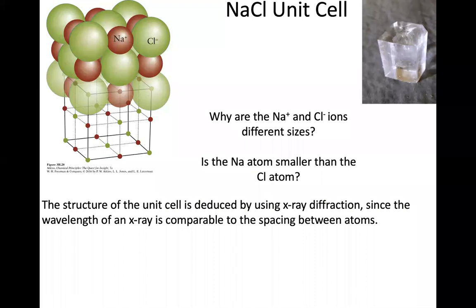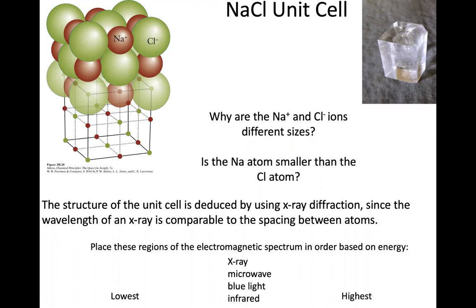Really cool idea. Back in chapter 6, we were looking at how we could have the description of light having characteristics of either a particle or a wave. And when we were thinking about it as a wave, we were thinking about the electromagnetic spectrum, the different regions of that in terms of wavelength and frequency. Take a second, see if you can do this. Place these regions of the electromagnetic spectrum in order based on energy. If you're asked to rank X-ray, microwave, blue light, and infrared, which of these is lowest in energy? Which is highest in energy? Give that a try.